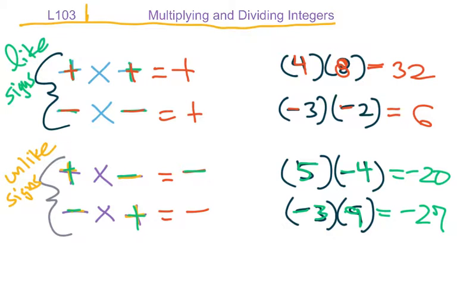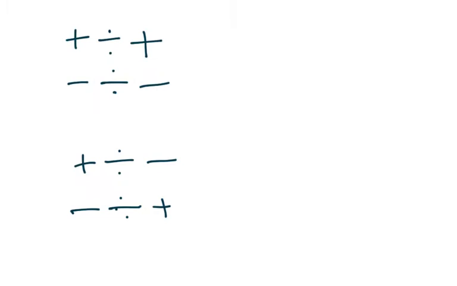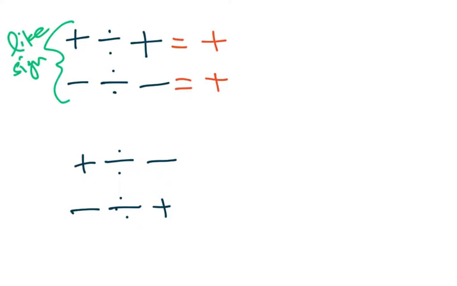The good thing, though, and this is kind of cool, is it works exactly the same for division. So we would look at the first two, and we'd group those together as like signs, like sign division, if you will. And just like sign multiplication, like sign division always ends in a positive. So if I have a positive divided by a positive is a positive, or even a negative divided by a negative is a positive. Why? Well, because it's like signs.